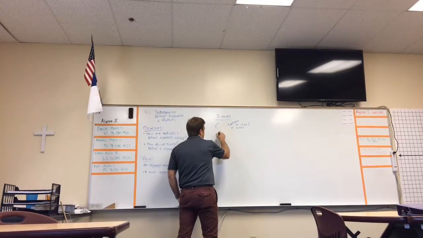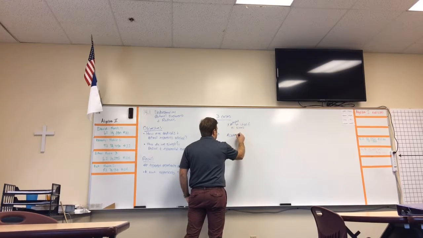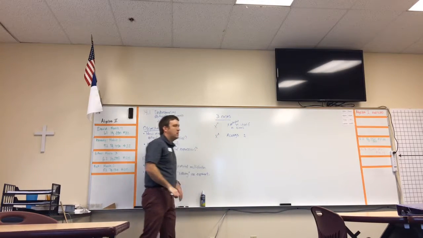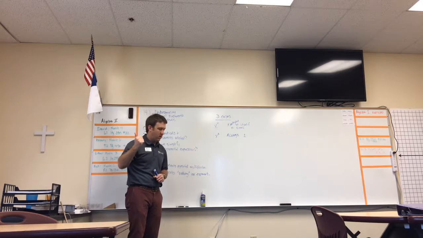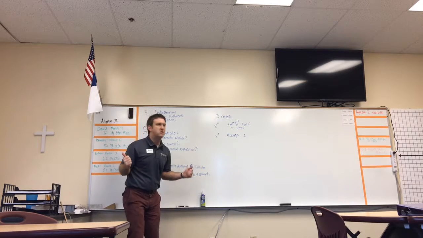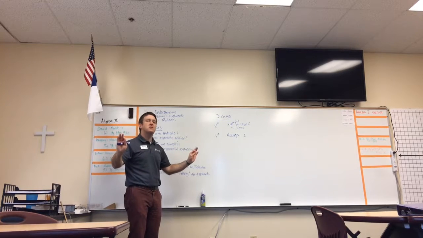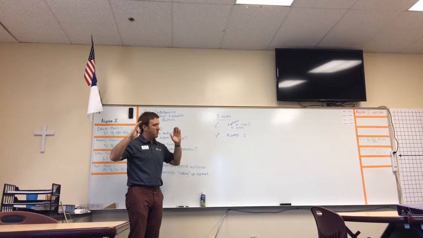x to the 0 always equals 1. So negative 72 to the 0 power, what is that? 1. 5,370,201 to the 0 power, what's that? 1. Anything raised to the 0 power is 1.